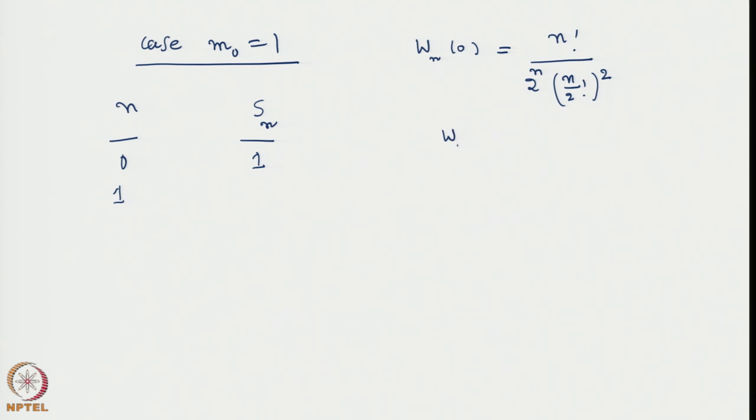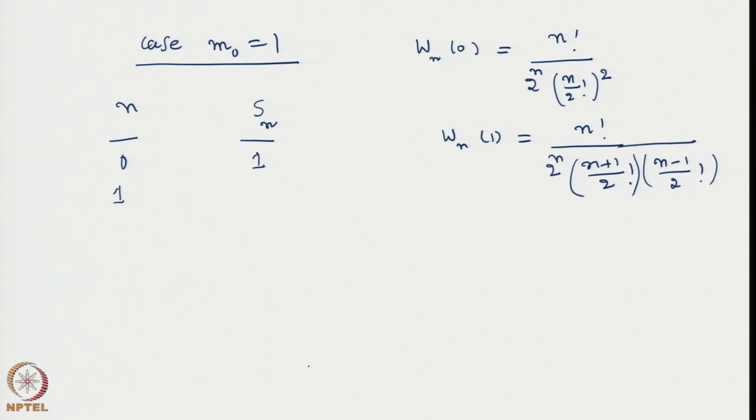And Wn1 is going to be again n factorial divided by 2 to the power n. Here it will be n plus 1 by 2 factorial, and here it will be n minus 1 by 2 factorial. Let us remember this. So at an odd step, it is the second one. So when n is 1, 1 plus 1, 2 by 2, 1, and here no contribution, so it will be just half, which is what we expect.